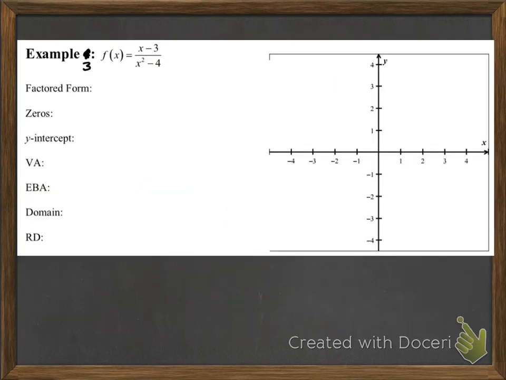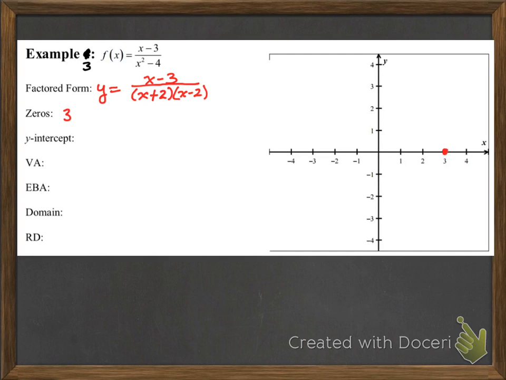All right, so let's attack a few problems here and see how these work out. First step, we do need to factor everything that can be factored. Now the numerator cannot be factored. The denominator can be, and that goes down to x plus 2 times x minus 2. That's a difference of 2 squares. The zeros we get from the numerator, and so the x value that makes the numerator 0 is 3. It means our graph is going to cross the x-axis at 3.